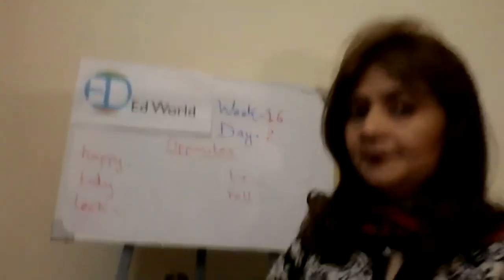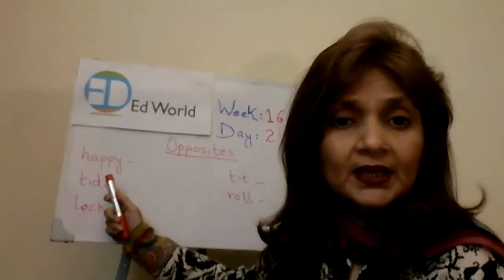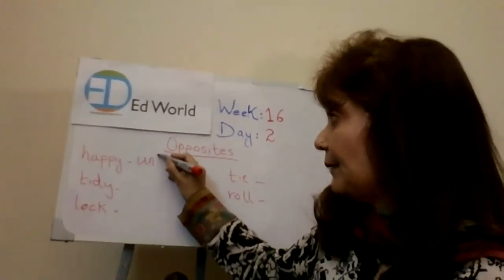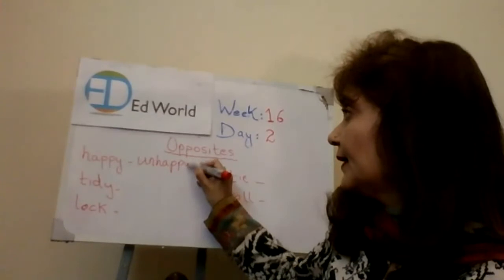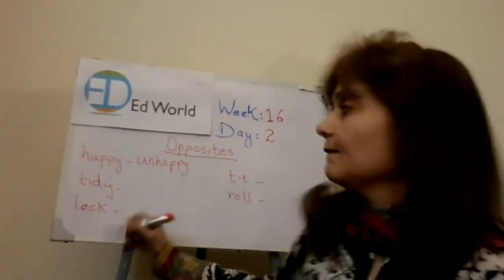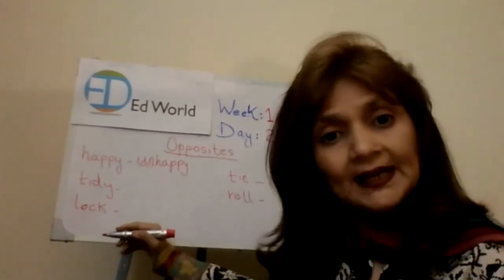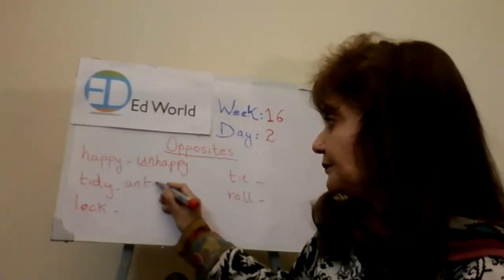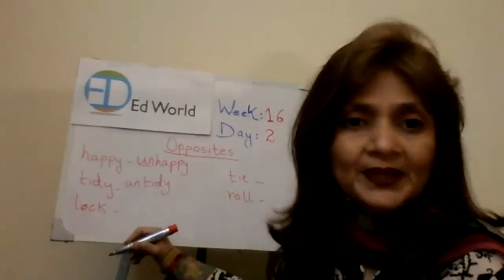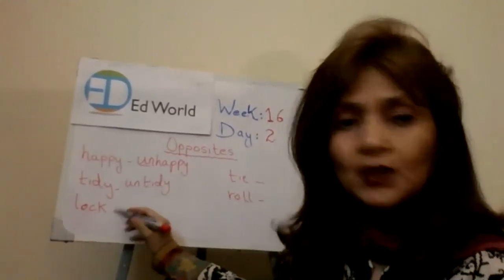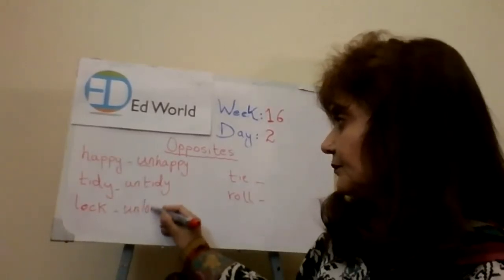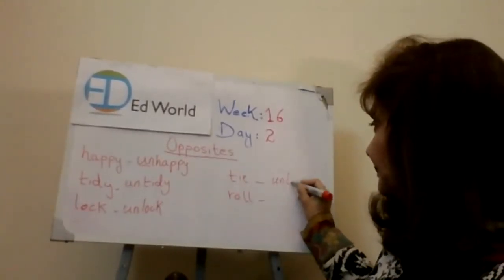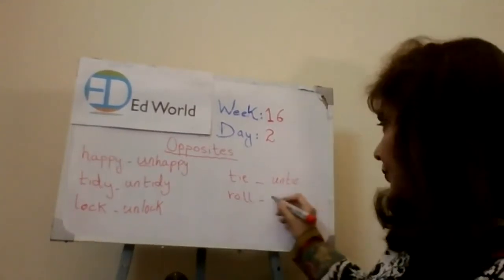Suppose I have written happy. Now the opposite of happy would be sad also, but the opposite of happy would be unhappy. Unhappy. So what have you added here? We have added only un. Happy, unhappy. Tidy, untidy. You just have to write down un to make the opposite. You understand? In the same way, lock, unlock. Tie, untie. Roll, unroll.